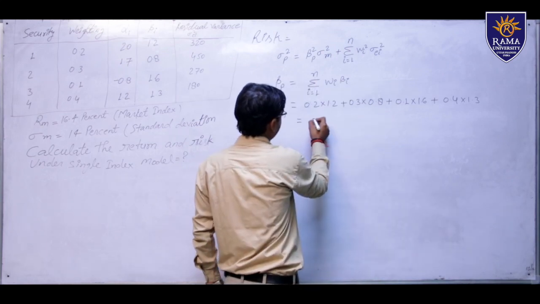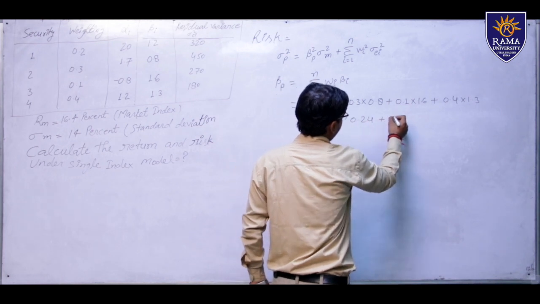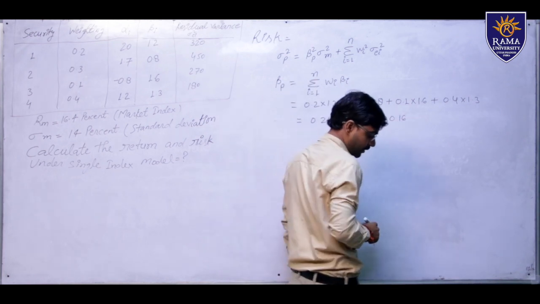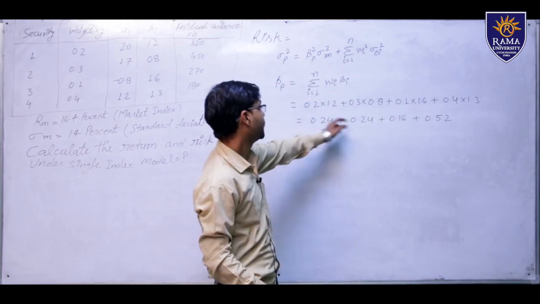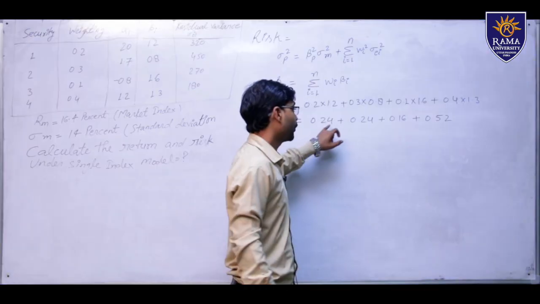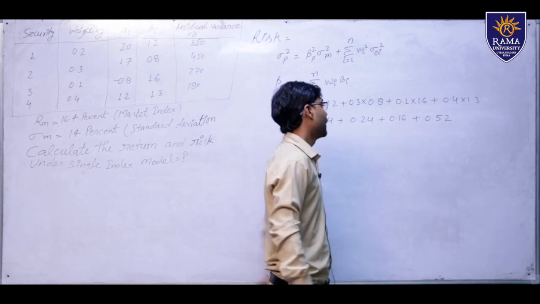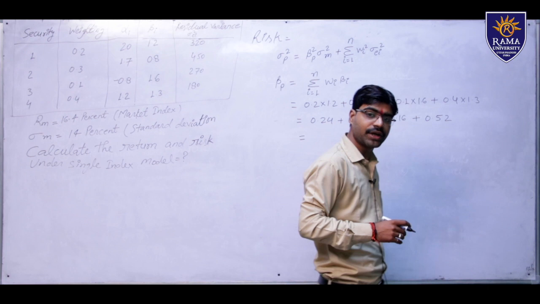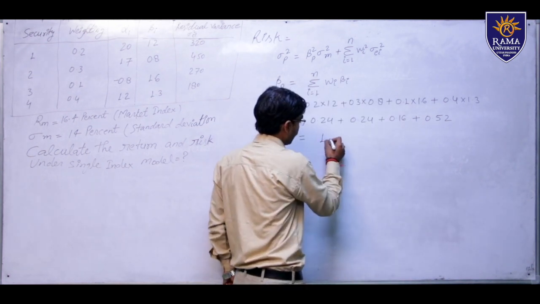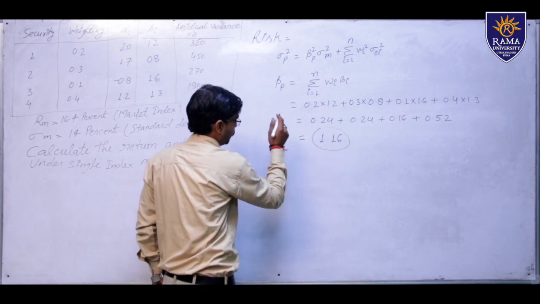Multiply these: 0.24, 0.24, 0.16, 0.16 and 0.52. After multiplying these, we get 0.24, 0.24, 0.16 and 0.52. Now add all these, and we will get 1.16. This is the value of beta portfolio.